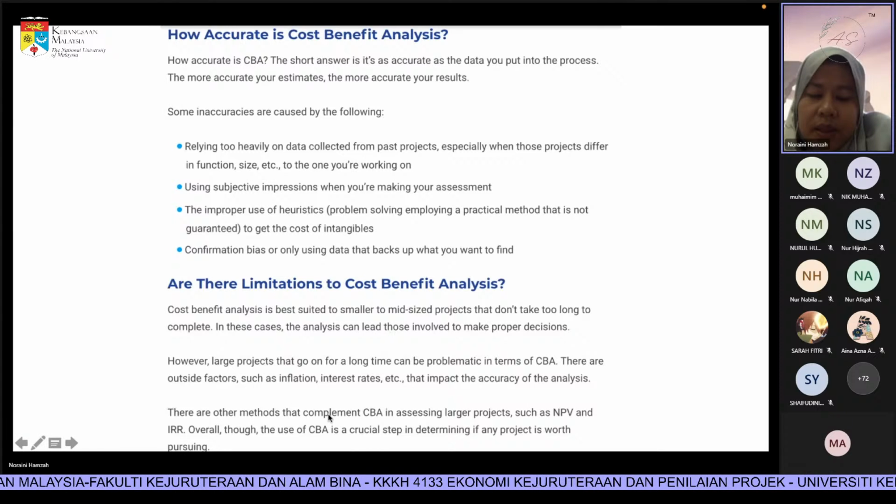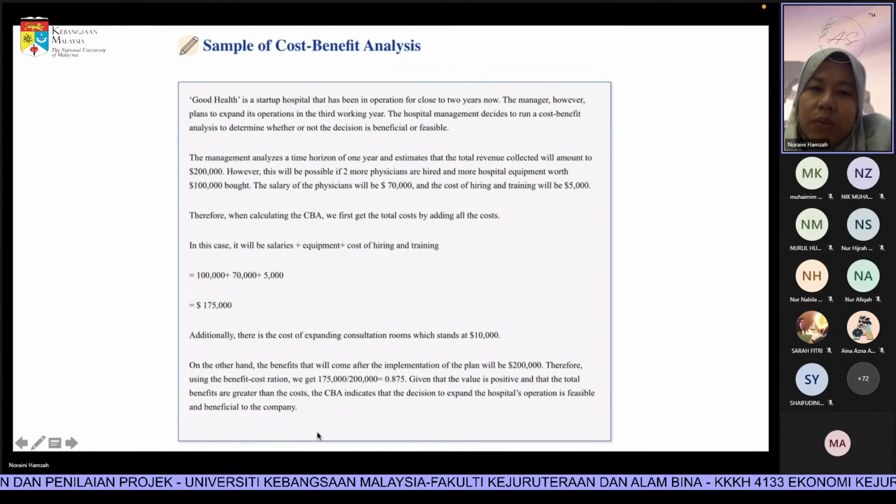Okay, there are other methods that complement. Limitation of CBA: there are many things that can complement CBA in assessing larger projects, such as NPV and IRR. Overall, the use of CBA is a crucial step in determining if any project is worth pursuing. So CBA is important for you to be able to do this. Okay. So, this is a sample.